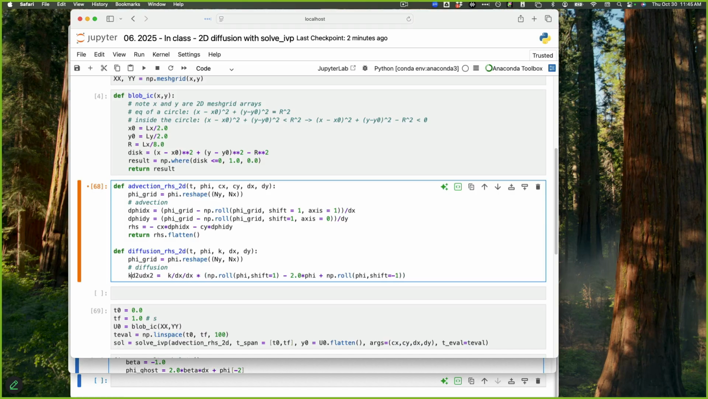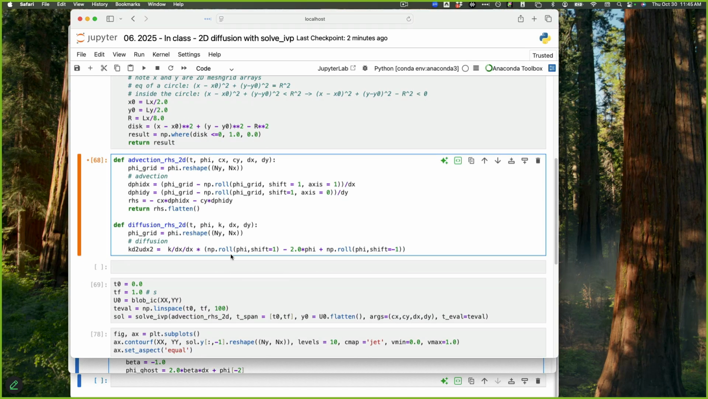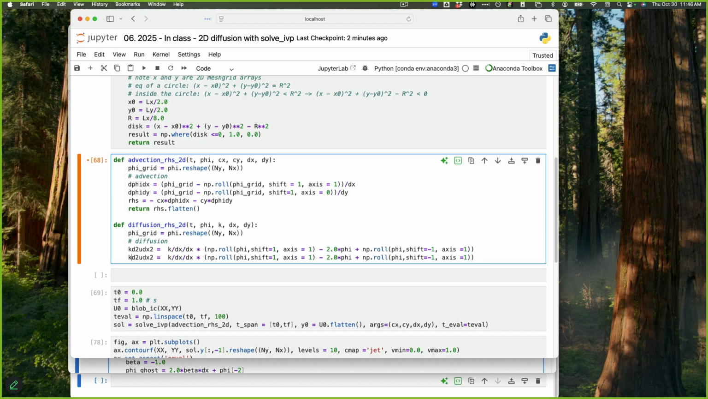So this is K d2u by dx squared is numpy.roll phi shift 1. So that's phi i minus 1. Now my axis for the x-axis is always 1. And then minus 2 phi. And this one, my x-axis, is equal to 1. Okay. Now I'm going to repeat d2 phi by dy squared, which is K over delta y squared. And I'm changing only my axis. Now my axis is 0 and my axis is 0 over here.